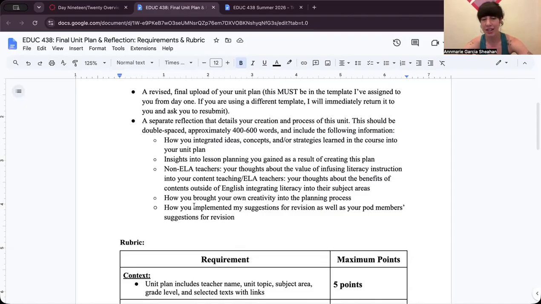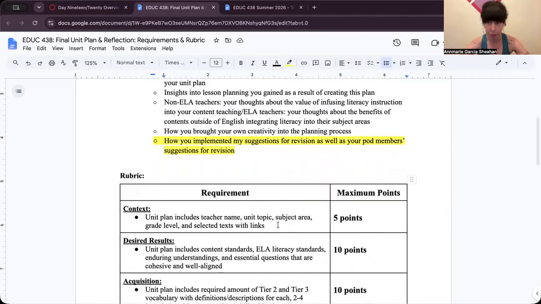How you brought your own creativity into the planning process, right? This is what makes planning fun. Unit planning, lesson planning draws upon your own creativity. So think about how you pulled that in. And finally, this is so important. Let me just look at me highlighting this for you all. How you implemented my suggestions for revision as well as your pod members' suggestions for revision. Okay, this is so important. In your reflective work, I want to know how those suggested revisions caused you to make changes. Okay, so please make sure that you have this section in your reflection.